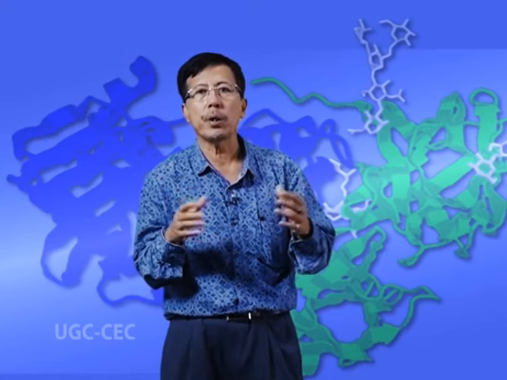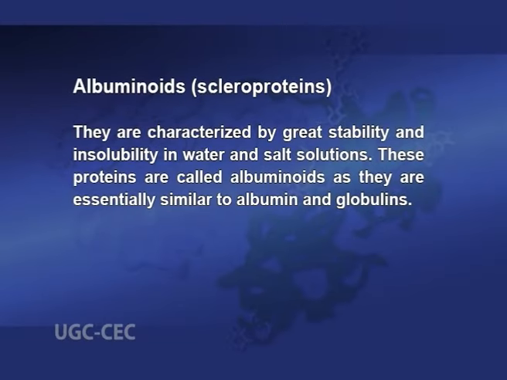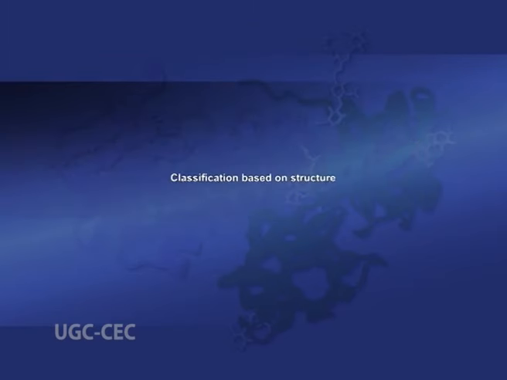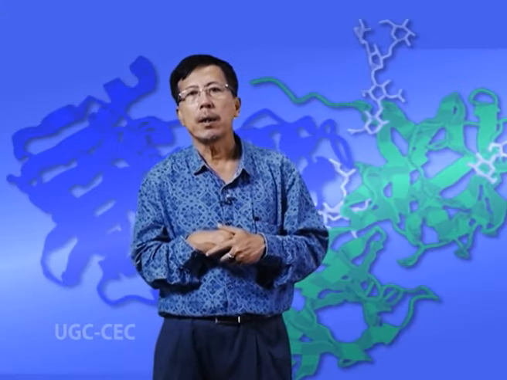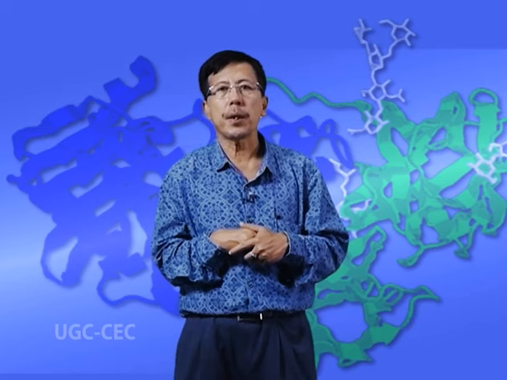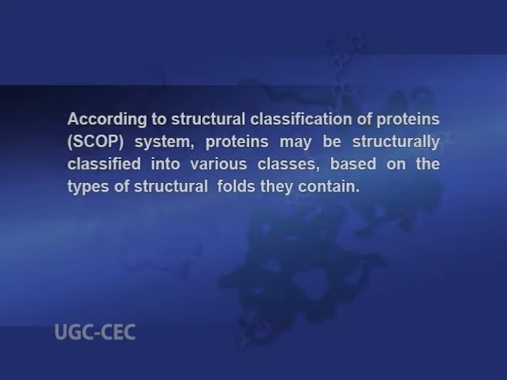Let us look at the next category, that is albuminoids, which are also known as scleroproteins. These proteins are characterized by great stability and insolubility in water and salt solutions. They are called albuminoids as they are essentially similar to albumin and globulins. Next, let us look at protein classification based on their structures. According to the structural classification of proteins, that is the SCOP system, proteins may be structurally classified into various classes based on the types of structural folds they contain.